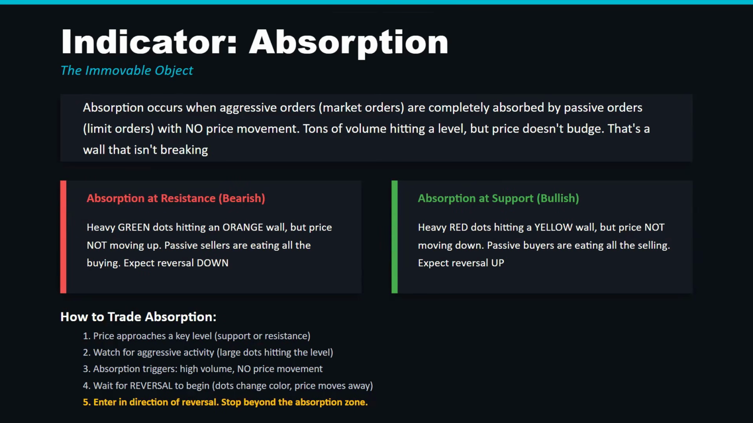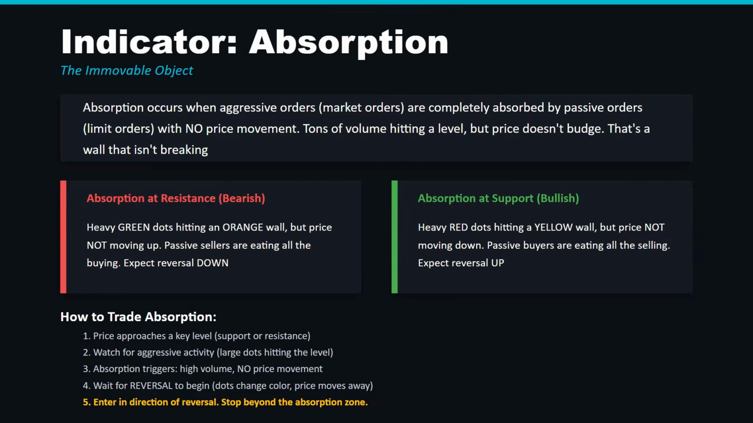Absorption is when aggressive orders, and when I say aggressive orders, that means market orders, very important to understand, are getting completely eaten by passive orders, which are limit orders, and price does not move.